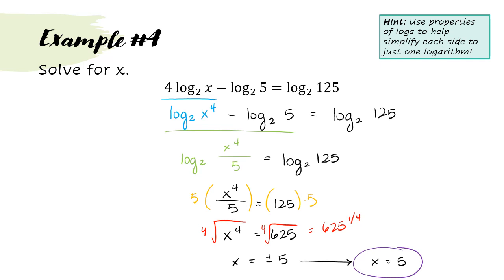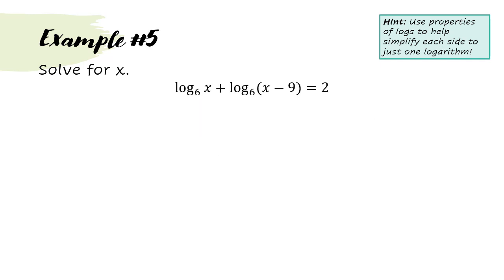Okay, moving right along here. Now we've got log base 6 of x plus log base 6 of x minus 9 is equal to 2. So this is slightly different. We're not going to need to use our quotient idea. We're not going to need to use our product idea. What can we do here?